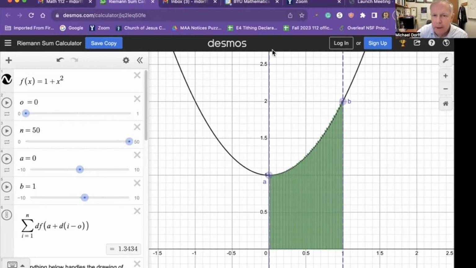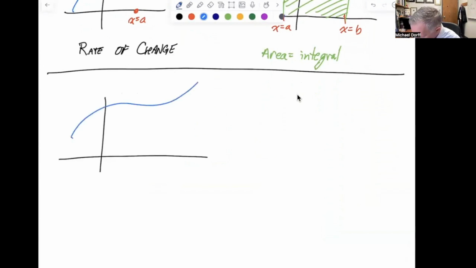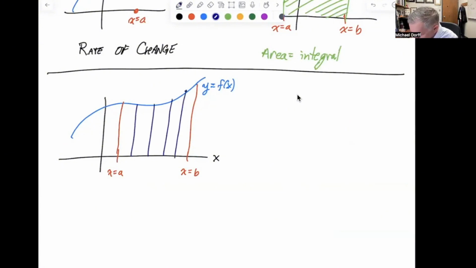So let's go back to my iPad here, and let's talk a little bit more about this. What I'm going to be doing is I'm going to have the graph of a function, y equals f of x. I'm going to have an x value called a and an x value called b. And I want to find the area underneath the blue curve there, y equals f of x, above the x-axis, which is the black line, and between the 2 red lines. And what I'm going to do is create a bunch of rectangles. And I'm going to use these rectangles to approximate the area of the curve.